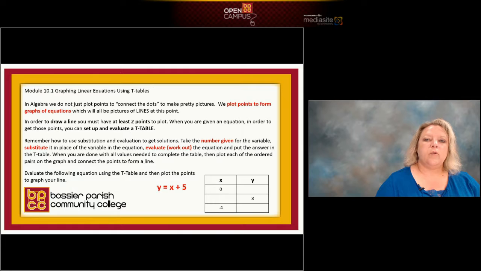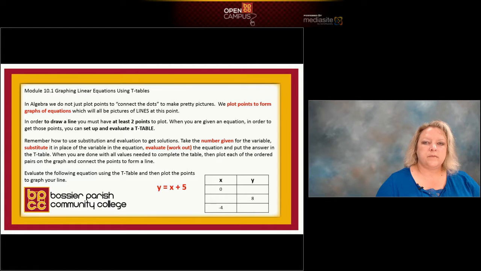So in order to get this t-table, you have to understand and remember what substitution means and what evaluation means. First, substitution, what is it? Substitution means that you're going to take one value and you're going to plug it in place of something else. So, for instance, you're going to have a t-table on the slide. We're going to take the values that have been given to us in that t-table. We're going to substitute them into our equation, the y equals x plus 5.